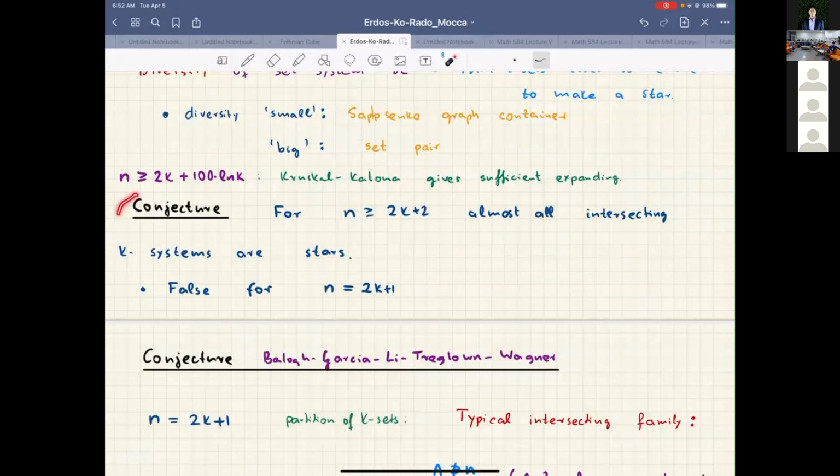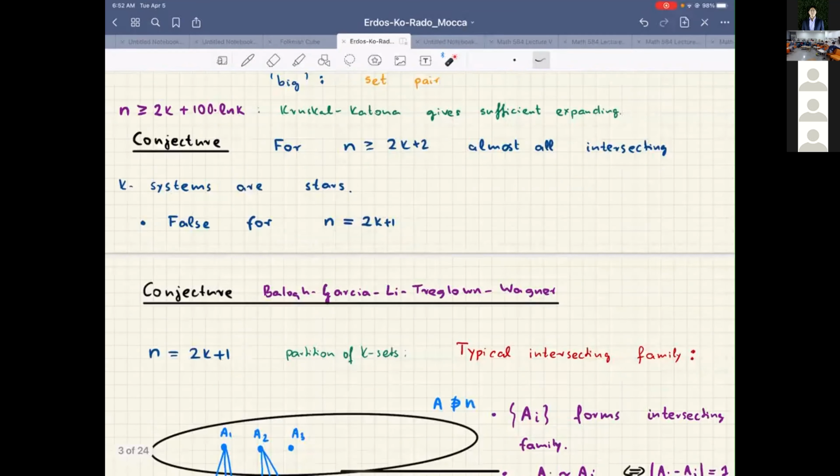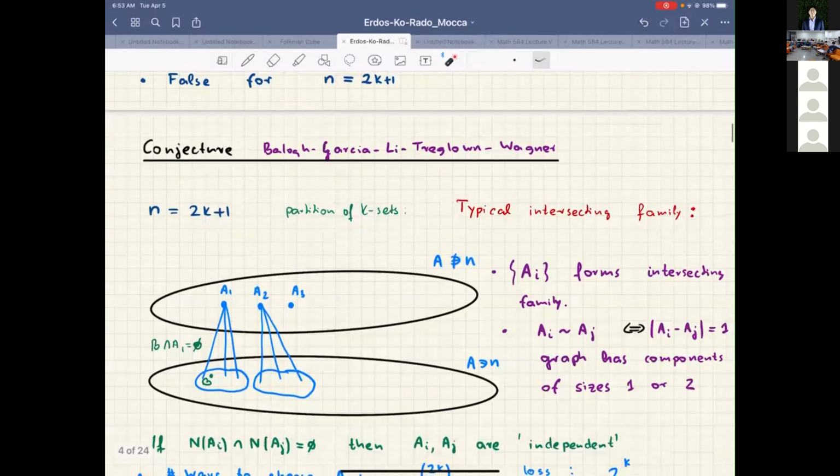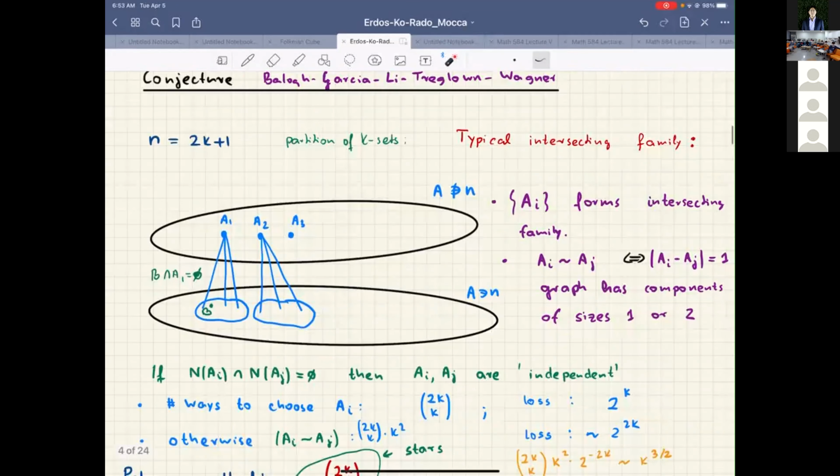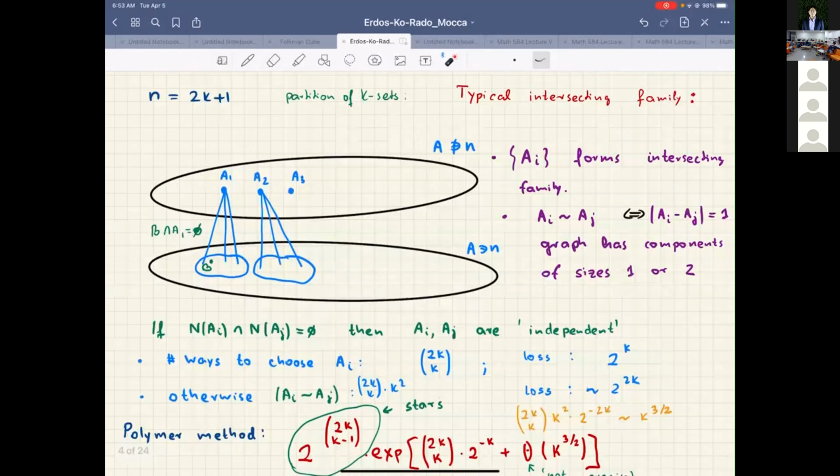And the main conjecture of this theory is that if n is at least 2k plus 2, then almost all intersecting k-systems are stars, and that's false for n equal to 2k plus 1. And here we can actually conjecture how a typical intersecting family would look like. So let me try to explain the conjecture.